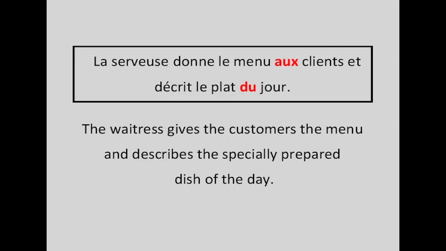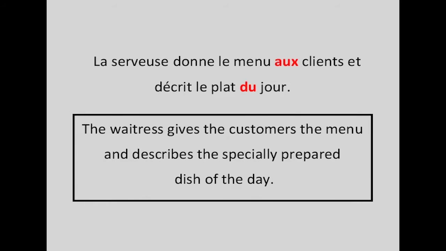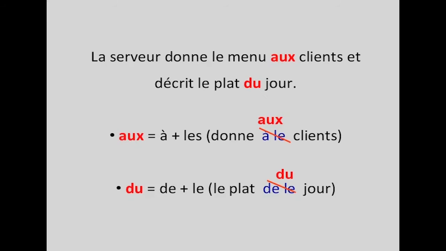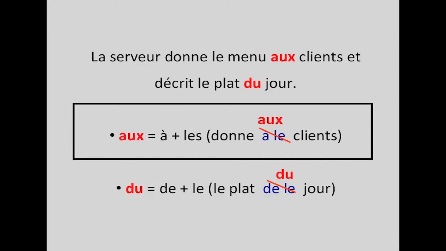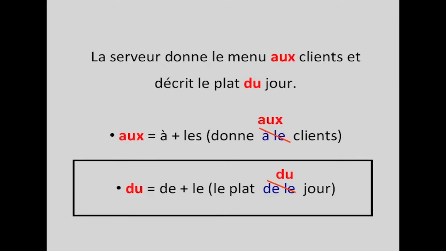The third sentence that demonstrates the contraction of articles after a preposition is, la serveuse donne le menu aux clients et décrit le plat du jour. The English equivalent is, the waitress gives the customers the menu and describes the specially prepared dish of the day. In this sentence, AUX is the contracted form of donne à plus les clients, while DU is the contracted form of le plat de plus le jour.